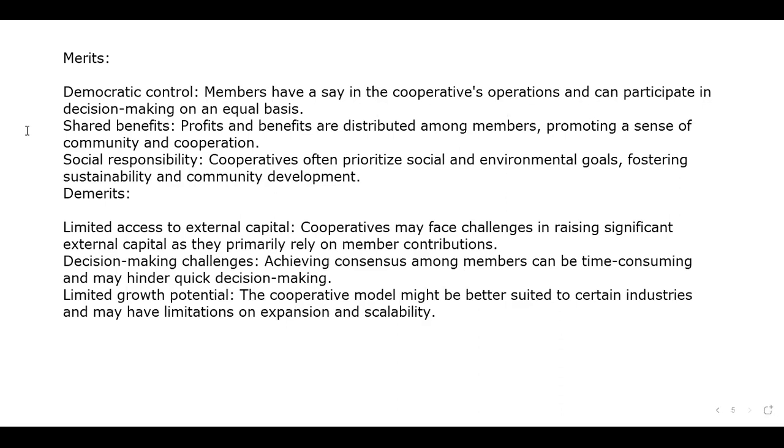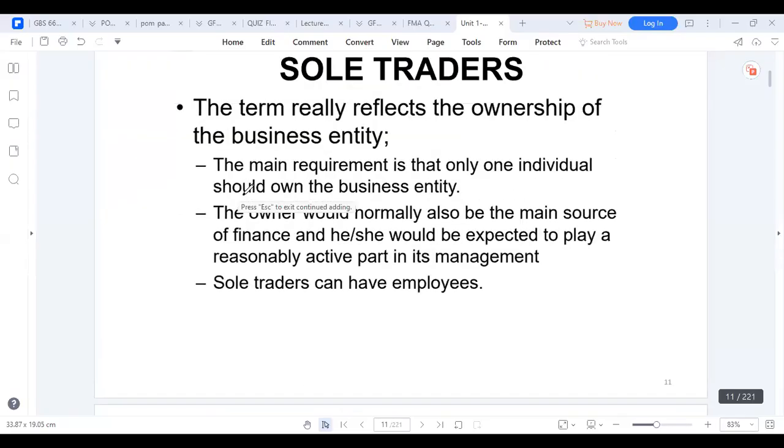Decision-making, achieving consensus among the partnership may be time-consuming and may hinder progress. They have limited growth potential because partnerships have a model that is suited to just meet the expectations of the individual members. All right, so as they grow up, they now evolve into other structures of business. So basically, this is what these types of business entities are all about.